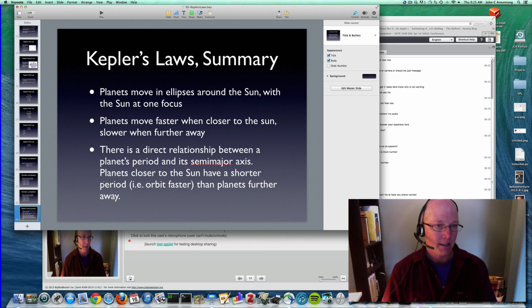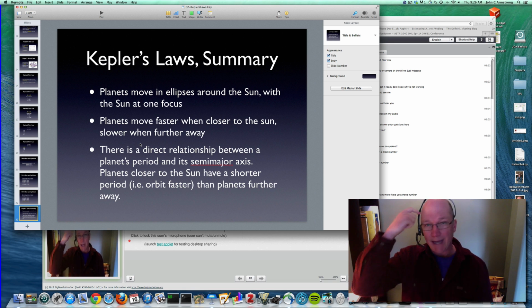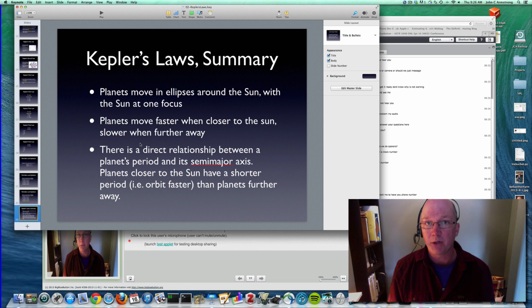Okay. So just in summary for Kepler's laws, the planets move in ellipses around the sun, with the sun at one focus. The planets move faster when they're closest to the sun and slower when they're further away. That's the equal areas law. And there's a direct mathematical relationship between the planet's period and its semi-major axis, and that lets us compute the scale of the solar system. That's the power of Kepler's laws. And he got that simply because he was willing to relax some of the restrictions on the previous models.